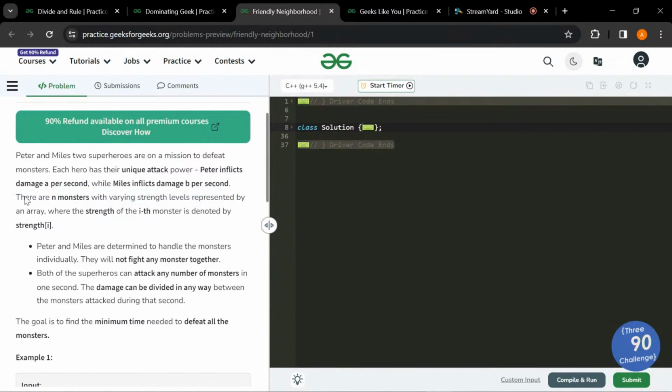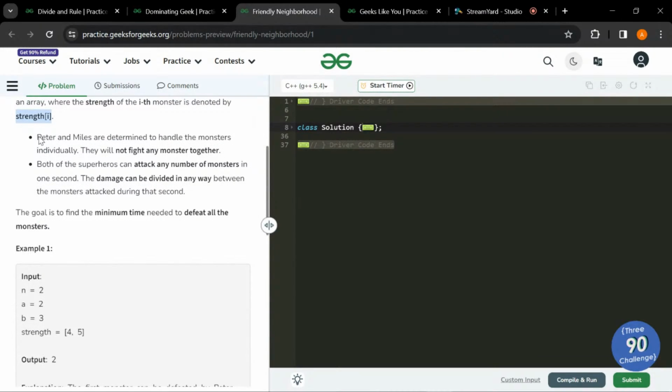So there are n monsters with varying strength levels represented by an array where the strength of the ith monster is denoted by strength of I, and Peter and Miles are determined to handle the monsters individually. So a single monster cannot fight against both Peter and Miles. They will not fight against any monster together. And both of the superheroes can attack any number of monsters in 1 second, and the damage can be divided in any way. It's up to us how we divide the damage between the monsters.